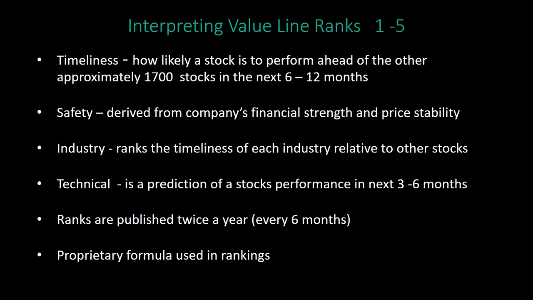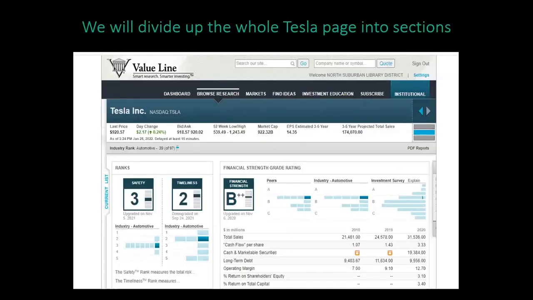So let's go back to Tesla again. And this is the digital version of the database. Now, before we go any further, Value Line used to be published exclusively as a print edition. As time has gone on, of course, the computer has become more and more important, and now there's a digital version of the Value Line database.